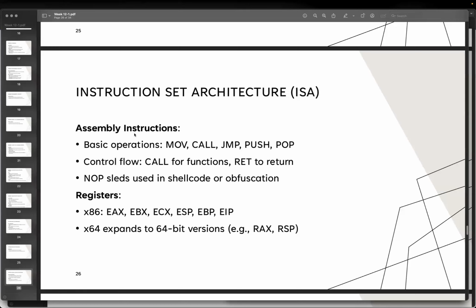There are some assembly instructions, but I think most of you took the assembly course before. There are some basic operations like move, call, jump, push, pop. Then there is some control flow, where they try to call functions and return, RET for return, or NOP. This one is for shellcode obfuscation.